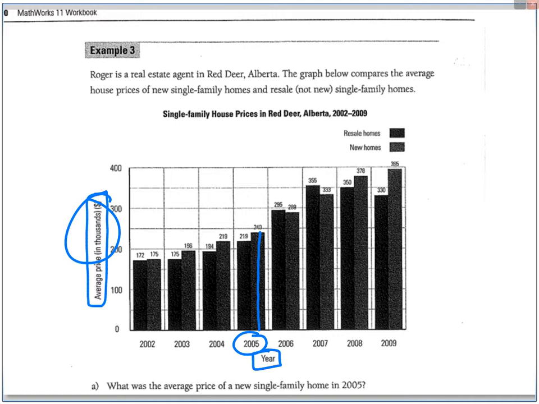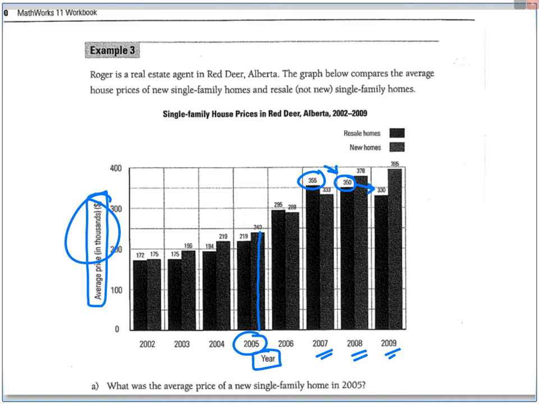Part B, between what years was there a drop in the price of resale single-family homes? So resale is the left bars. So where is there a drop? 355 to 350, there's a small drop. So 2007 and 2008. In 2009, oh, we're looking in the left bars. Oh, and it went from 350 to 330. So yeah, it happened in 2009 as well. So there's two answers for part B.